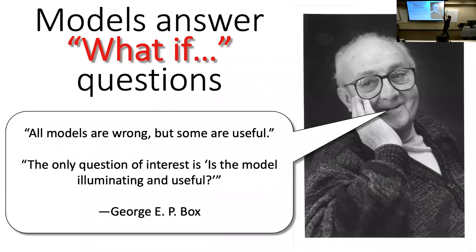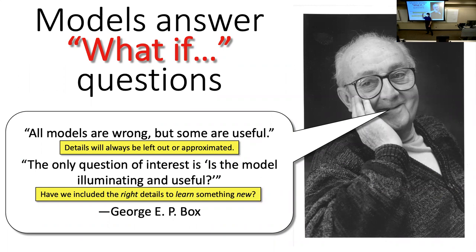If I go back to the George Box quote, all models are wrong, some are useful. The only question of interest is, is the model illuminating or useful? This is Box saying details are always going to be left out. The whole point of modeling is figuring out the right details to leave out. And that goes along with, have we included the right details in order to learn something new? So are there any questions or comments on this idea of the modeling spectrum?